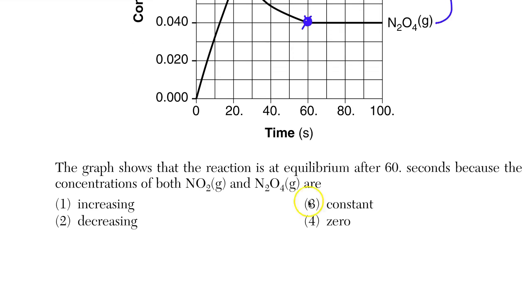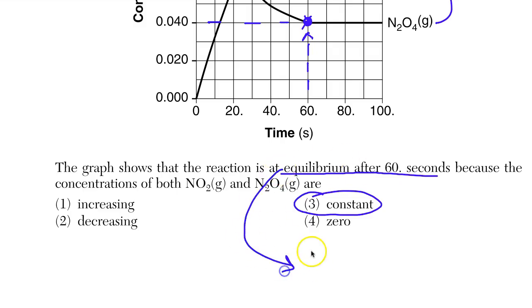Boy, I'll tell you, that's really giving it away after 60 seconds. Well, after 60 seconds, something special happens, because the concentrations are constant. The line stays constant. Even if you didn't even have the graph, there's two things you should know at equilibrium. Number one, the rate of the forward reaction equals the rate of the reverse reaction. If that is true, we write double arrows, then the amount of reactants and products stay constant.